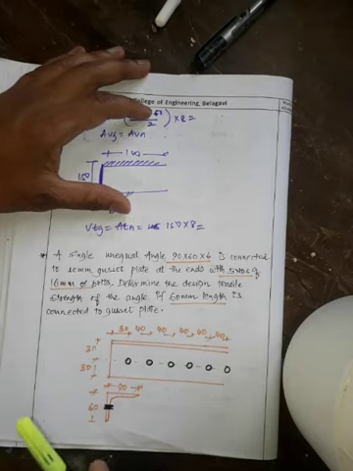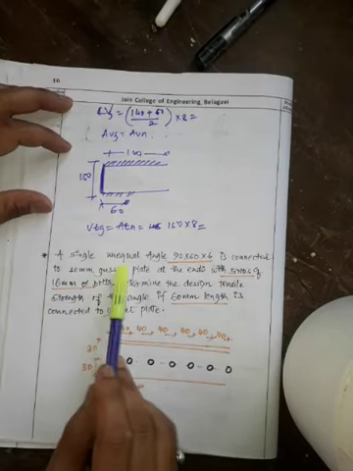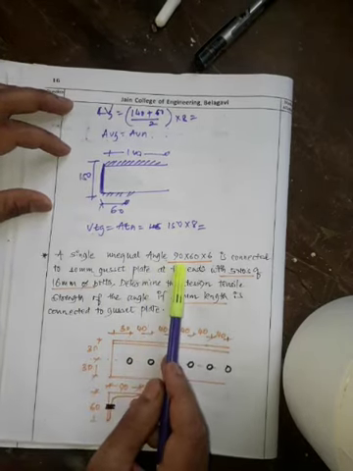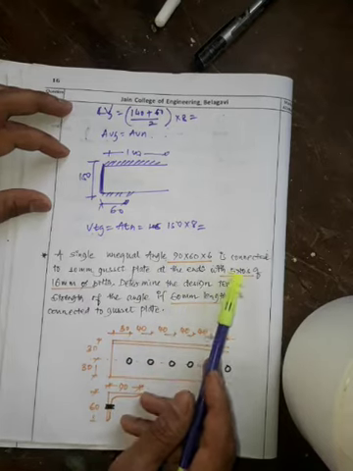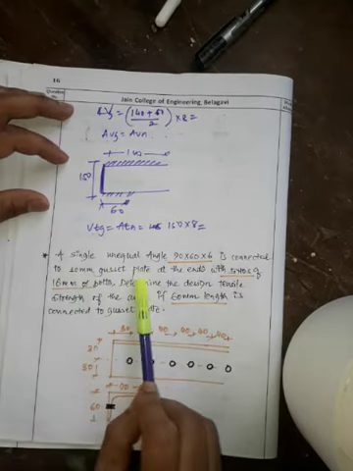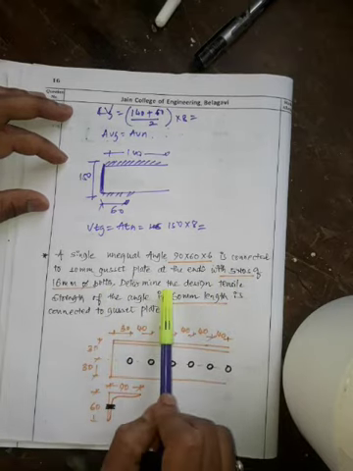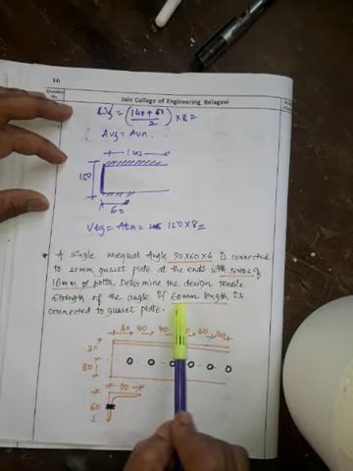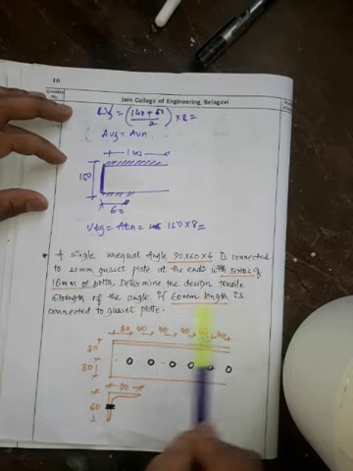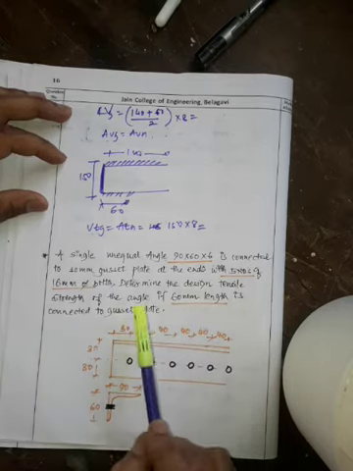Okay, so the problem is: a single unequal angle ISA 90 by 60 by 6 is connected to a 10 mm gusset plate at the ends with 5 numbers of 60 mm dia bolts. Determine the design tensile strength of the angle if the 60 mm leg is connected to the gusset plate.